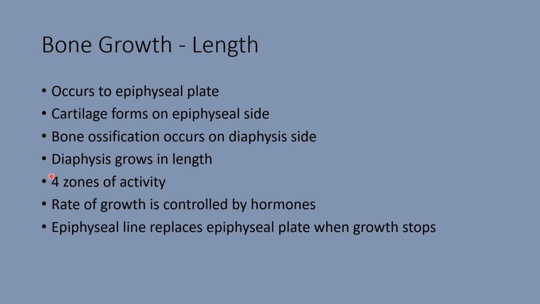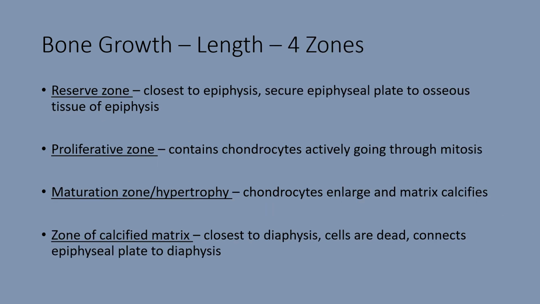There are 4 different zones of activity within this area for ossification to occur. The first zone is called the reserve zone. This is closest to the epiphysis. This is helping to attach the epiphyseal plate to the epiphysis, the bone tissue of the epiphysis, which is often spongy bone.